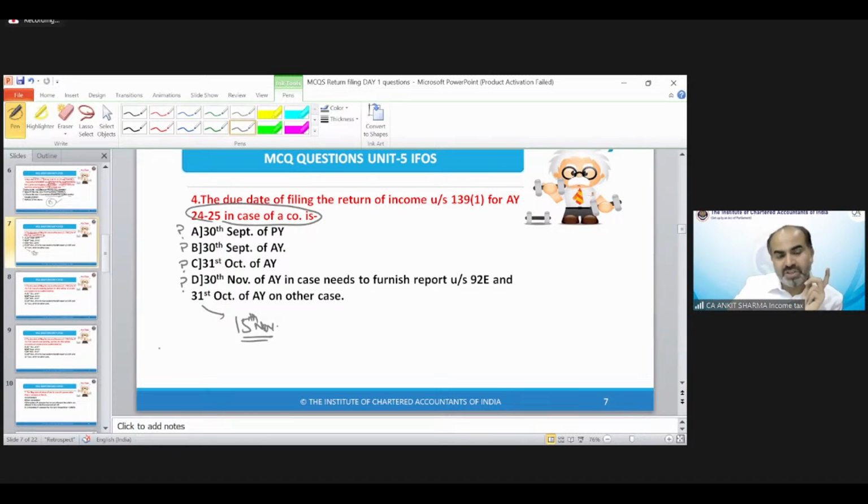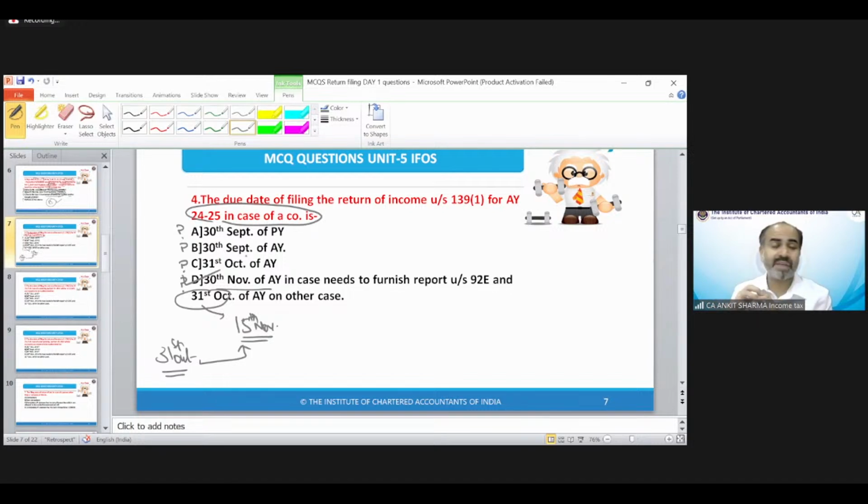So if there is an option of 15th November, then you can opt for that option in the examination also. Only for those persons whose ITR filing date was 31st October, it has been extended till 15th November. So if in place of 31st October, 15th November has been given, then you can opt for that option also. The correct answer is D. D is the complete answer. C is also an answer, that is 31st October of assessment year. That could be an answer.